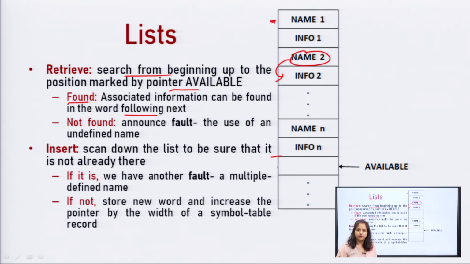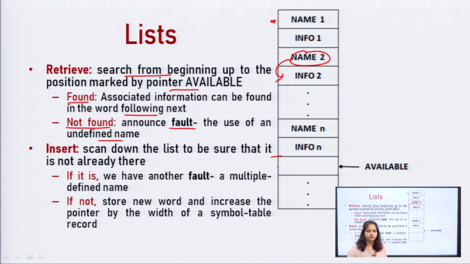So, while retrieval there are two types of cases. First is when the record is found and second when the record is not found. If the record is not found, then we announce a fault. It means the use of an undefined name, meaning a name has been used that has not been defined in the symbol table. So, this is about retrieval where we are searching for the record, and there are two possible cases, one is found and second one is not found.